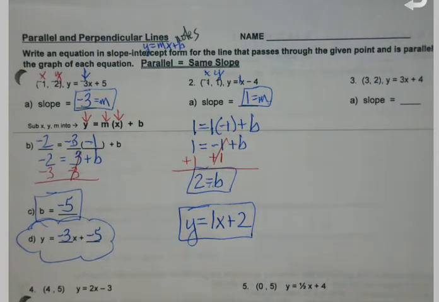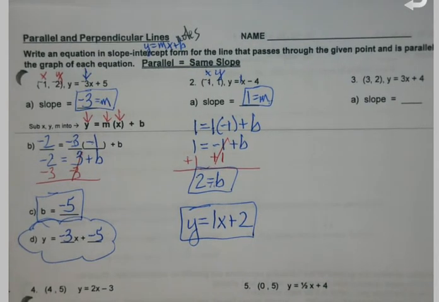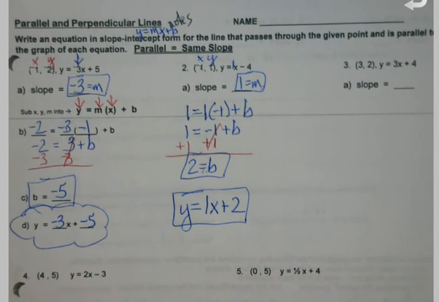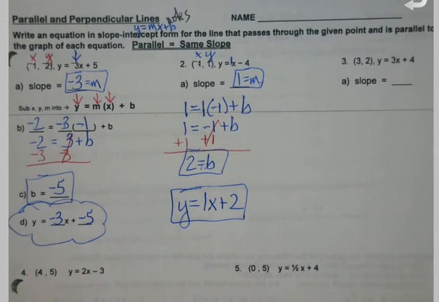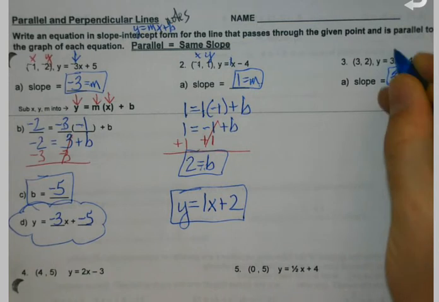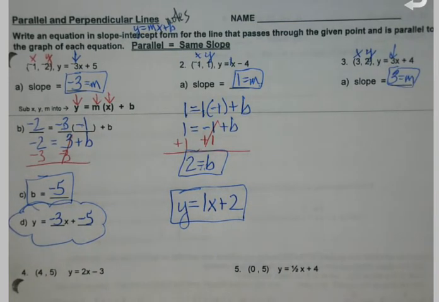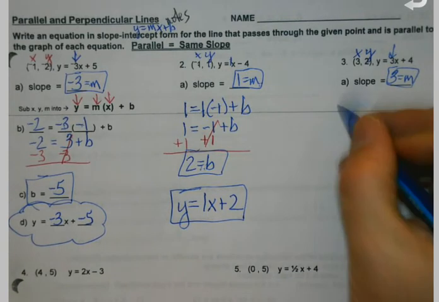Okay, let's do a couple more of these just to make sure we're okay. Let's go ahead. We'll do 3 and then we'll do 5 because I don't want to skip the fraction one. Okay, what's my slope going to be in number 3? 3. Right there. Okay. I already got x and y from the point. And we're off and running.